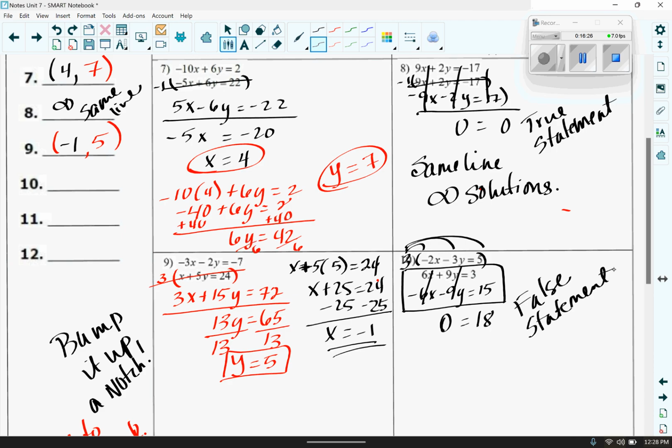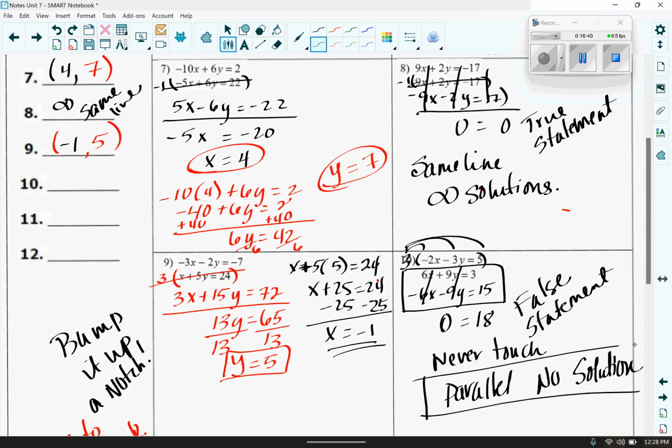And we know if we have a false statement, that means that they never touch. So they have to be parallel. No solution, because they're parallel.